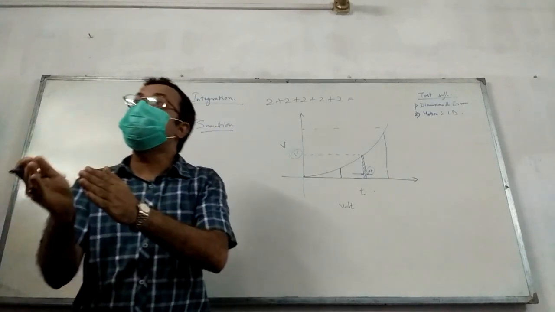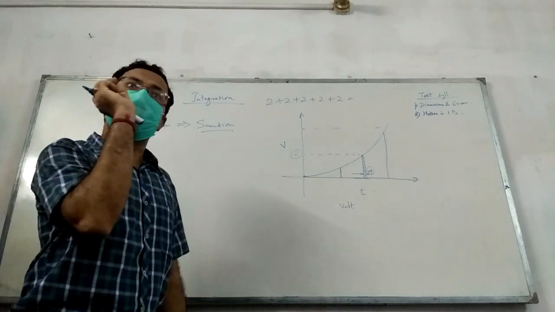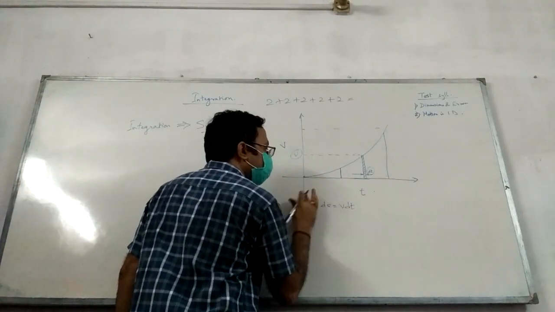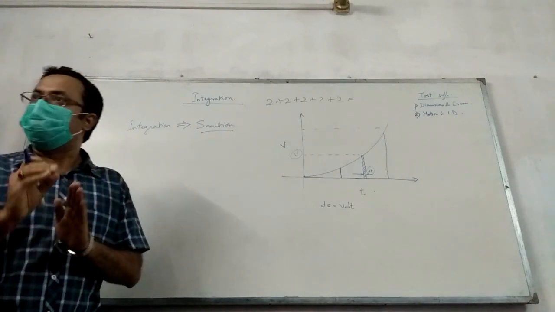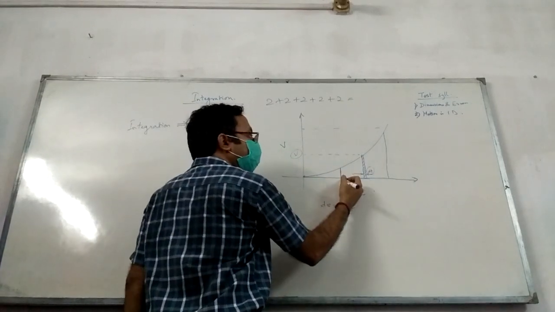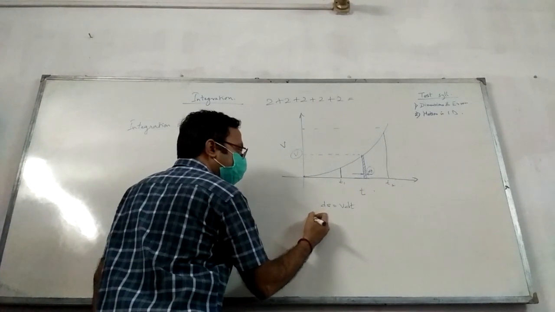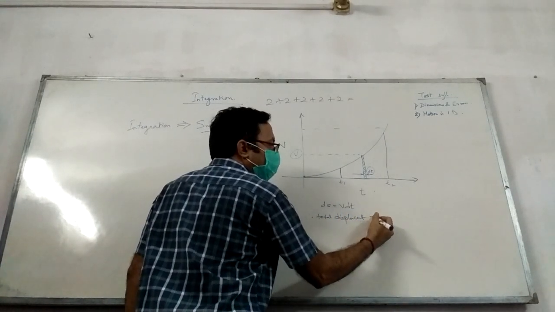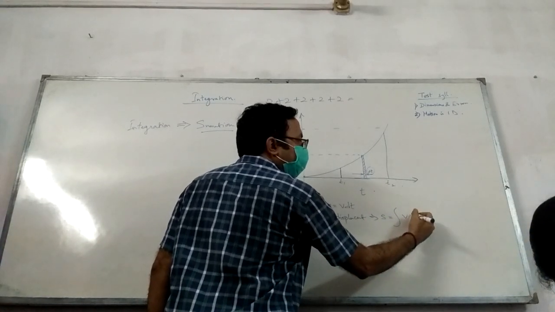And what will it represent in a velocity time graph? It represents displacement. So it will be a small amount of displacement in a very small interval of time. So you write it as ds. So ds is equal to v dt. Now if you want to find the total displacement, what do you do? You take the initial instant of time and the final instant of time. Then you say, therefore, total displacement is given by s equal to integration of v dt.